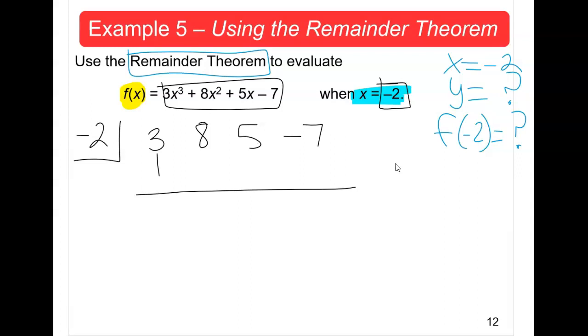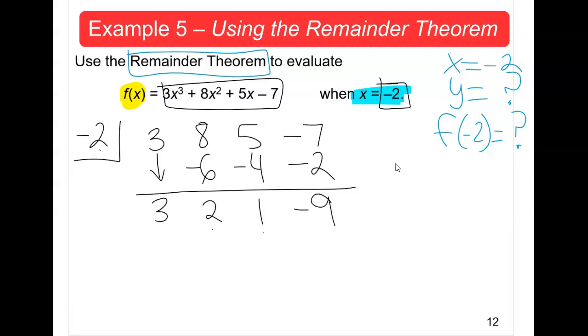So first step is to drop the first digit, 3, then -2 times 3 is -6. Then we add vertically, 8 plus -6 is 2. Then we multiply 2 times -2, that's -4. We add vertically, so 5 plus -4 is 1. Then we multiply 1 times -2, and that gives me -2. Then we add vertically, and that is -9.